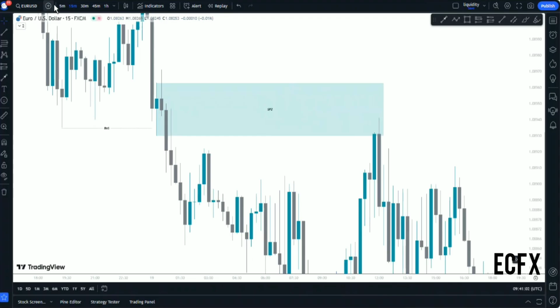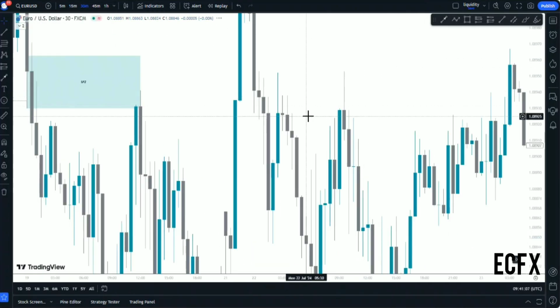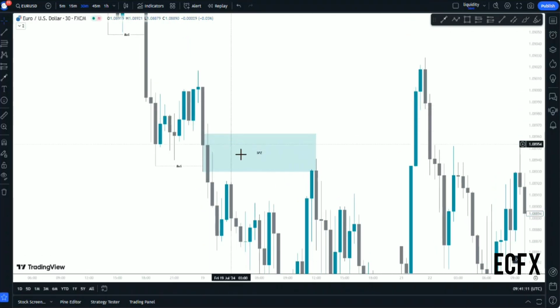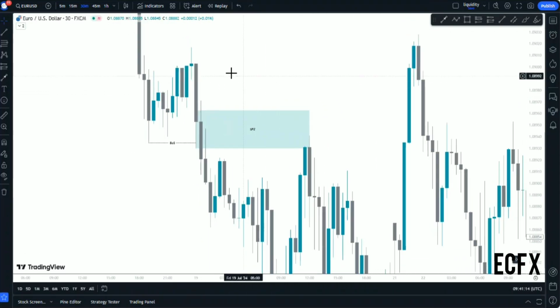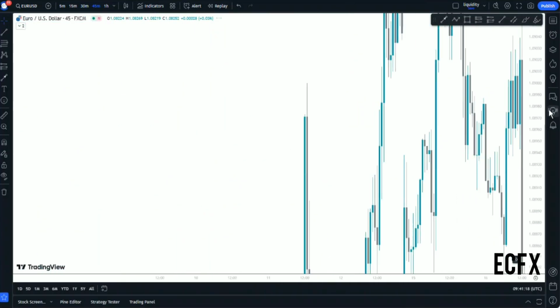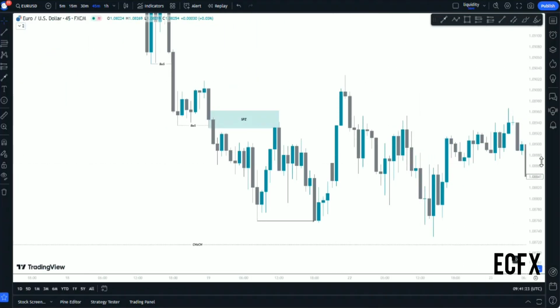Use the 15-minute, the 5-minute and the 30-minute to your advantage when taking entries. So if we went over to the 30-minute time frame, we would have seen nothing, no supply zone over there. Let's see if we can see a supply zone on the 45 minutes maybe. On the 45 minutes is the same thing.